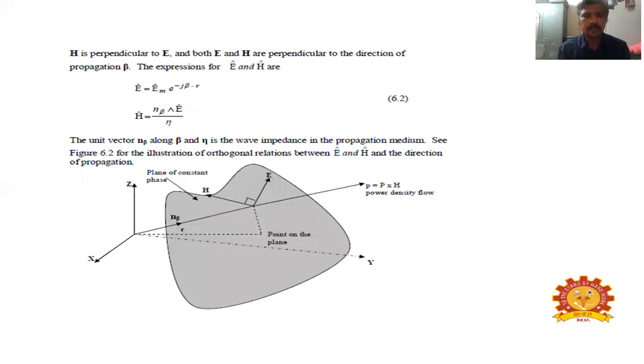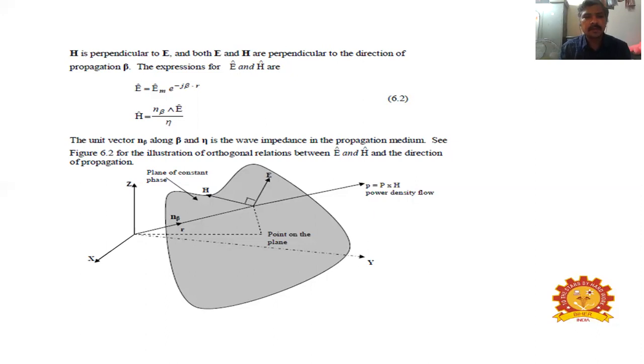Now in the diagram, you can see that H is perpendicular to E, where H is the magnetic field intensity and E is the electric field intensity. Both E and H are perpendicular to each other, and both are perpendicular to the direction of propagation constant beta. Therefore, the expressions are E equals Em e to the power minus j beta R, which is the electric field intensity, and the magnetic field intensity H equals n beta cross E divided by eta, where the unit vector n beta is along beta and eta is the wave impedance in the propagation medium.